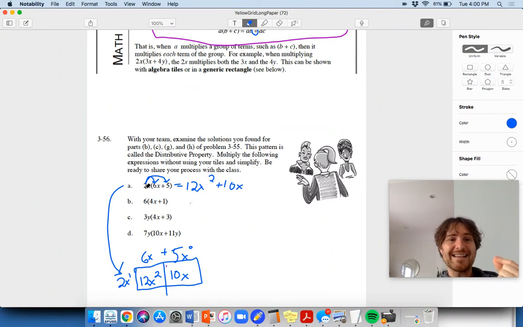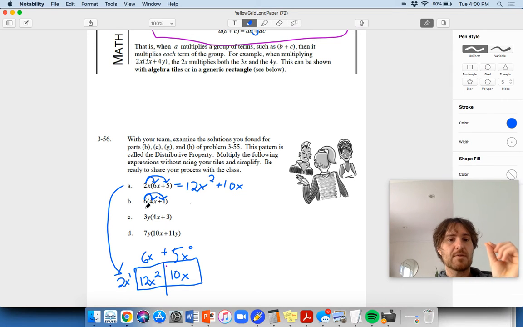Check it out. 2x times 6x, well, that's 12x squared. 2x times 5, well, that's easy as well. If I have 2x and I have it 5 times, that'd be 10x total. I can just use the distributive property and get my answer there. Here, my guess is you may have come up with generic rectangles for all these. Do you have to do that? No, you don't. Because what is this? It's the distributive property of multiplication over addition.